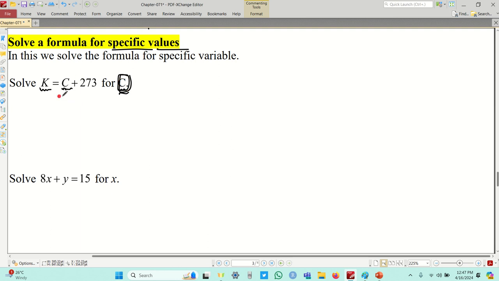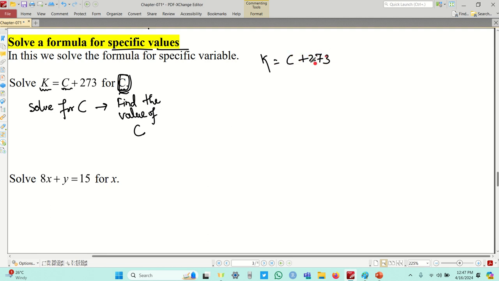Solve for C means find the value of C. This is okay. So what is the question? The question is K is equal to C plus 273. C is the centigrade and K is the Kelvin. This you will study in chapter number 6, how to get the temperature. So what we need to find? We need to find C.